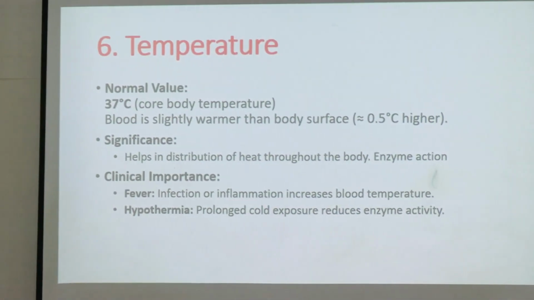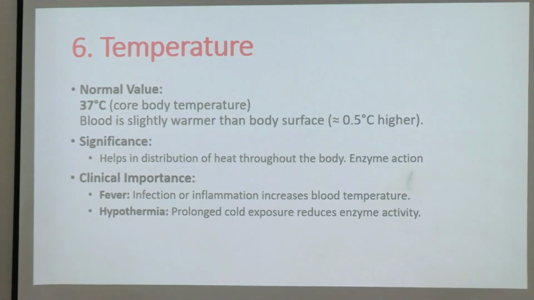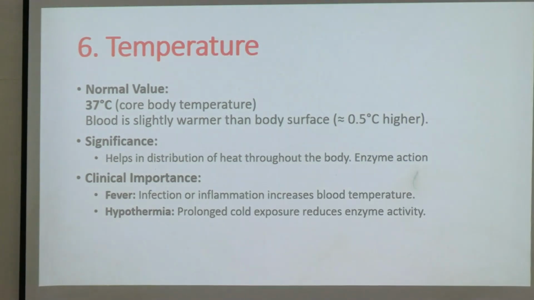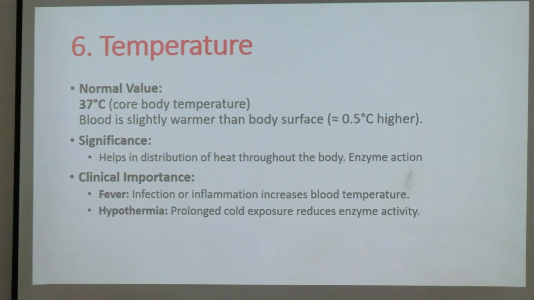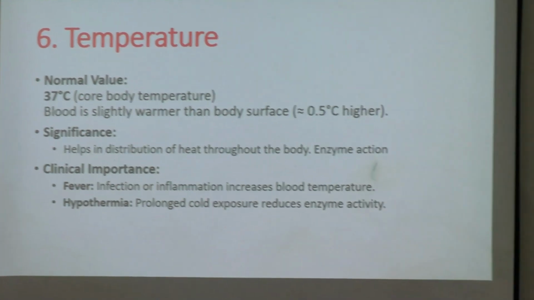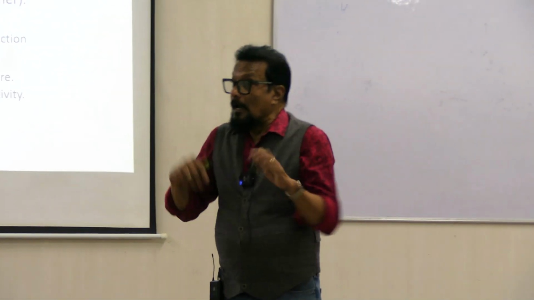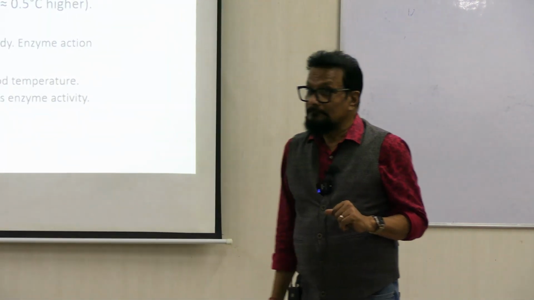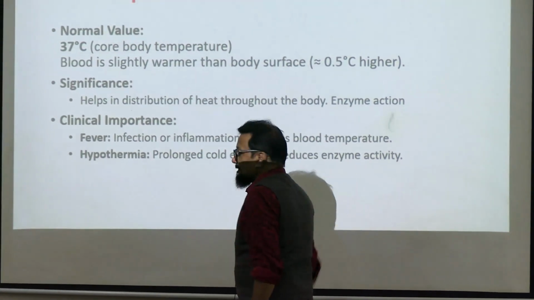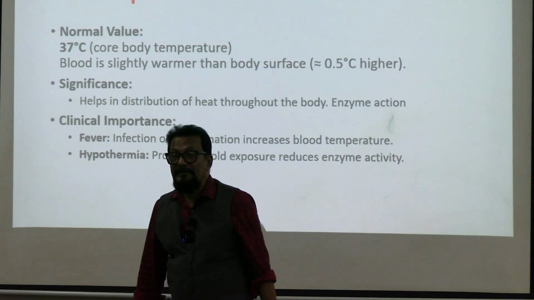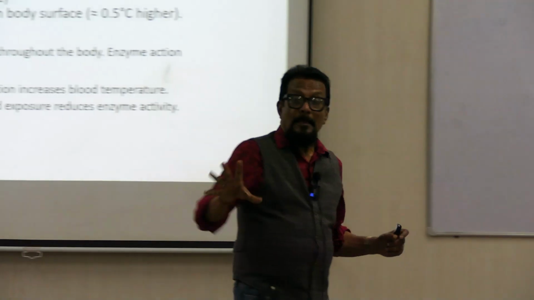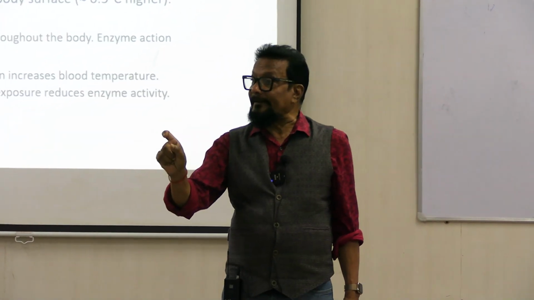Temperature. Why do we maintain our body temperature constant? When the temperature goes up, we suffer fever. When temperature goes down, below normal, we call it hypothermia. What happens in fever, infections or inflammation? There is increased blood temperature. And why do we have to maintain this temperature?